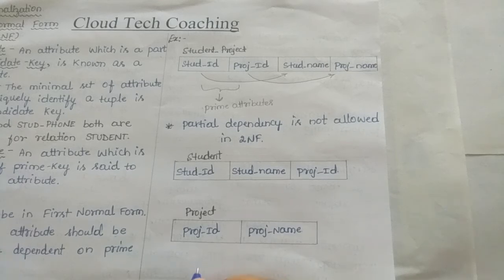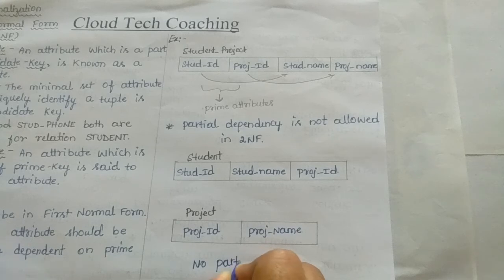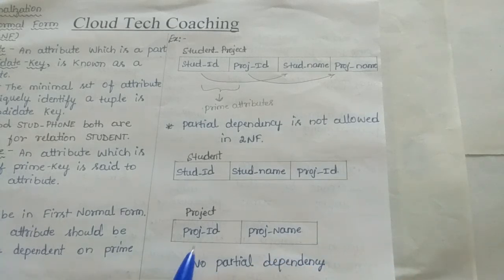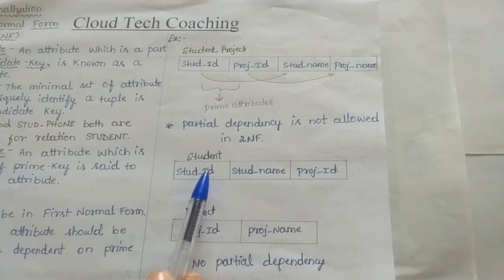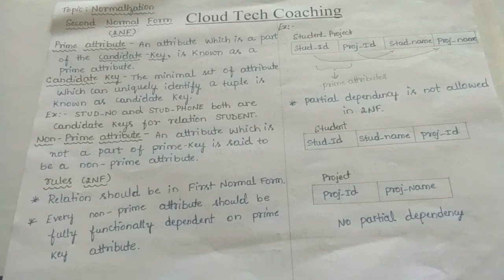Here we have achieved second normal form, where there is no partial dependency, as well as the rule of second normal form, that every non-prime attribute should be fully functionally dependent on prime key attributes. So this is all about second normal form.